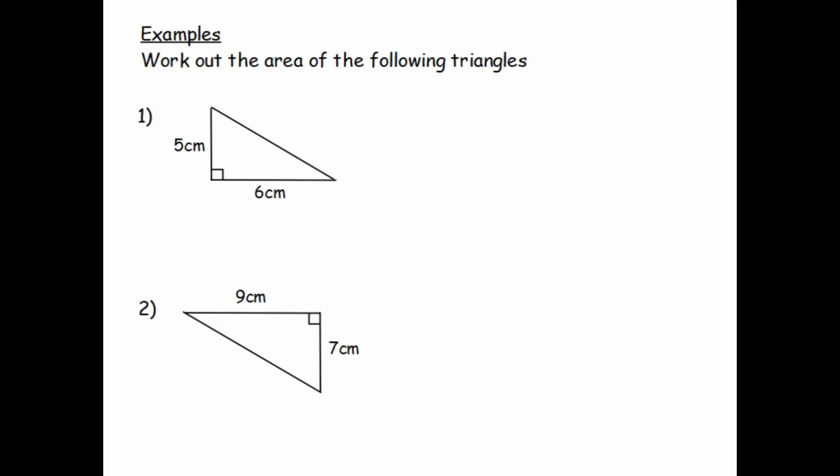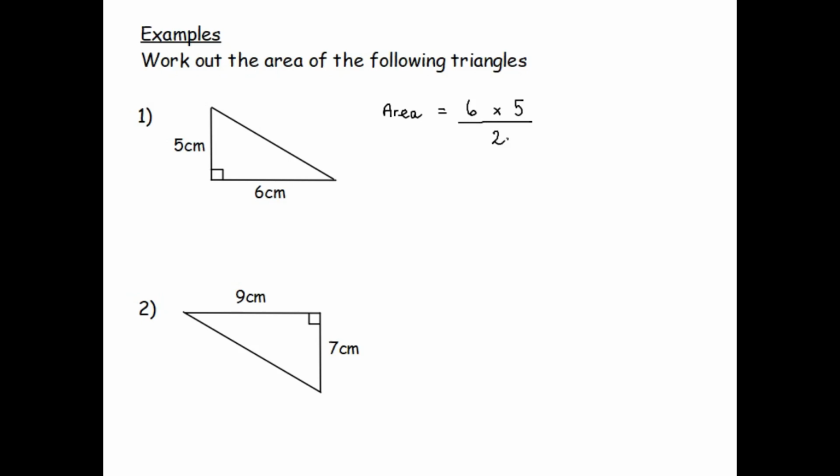So we're going to have a go at a couple of examples. We want to work out the area of the following triangles. So number 1, you can see you've got a base of 6, a height of 5, and you can see that 90 degree is where the two lines meet, and we want to work out the area of the triangle. So as we know, the area of the triangle is base times height and halve it, all over 2. So like we said, our base is 6, our height is 5, and we want to go all over 2, so divide it all by 2.